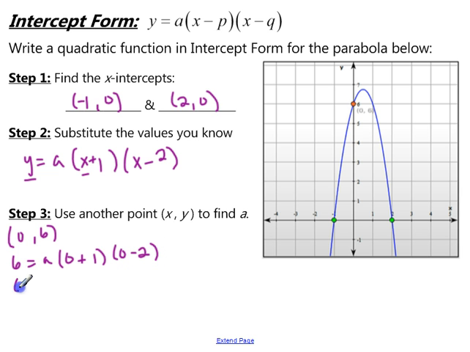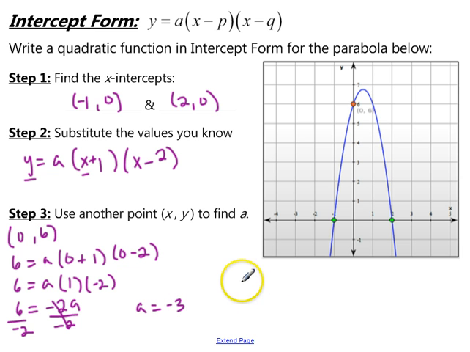And then let's solve for a. 6 is equal to a times 0 plus 1 is 1. 0 times negative 2 is negative 2. So then we have 6 is equal to 1 times negative 2 times a. We get negative 2a. So lastly, we want to divide both sides by negative 2. Those cancel, and we're left with a is equal to negative 3.